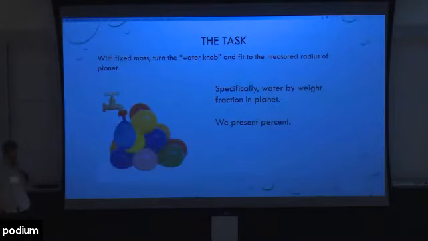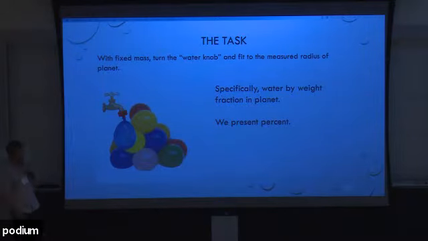Exoplanet water content. We had to turn the knob to increase the water fractional content in the TRAPPIST planets, fix the mass measurements that they obtained from TTVs, and see if we can fit the radius. So we turn the water knob, increase the radius of our planet balloons, and see if we can get them to fit. And we went planet by planet.